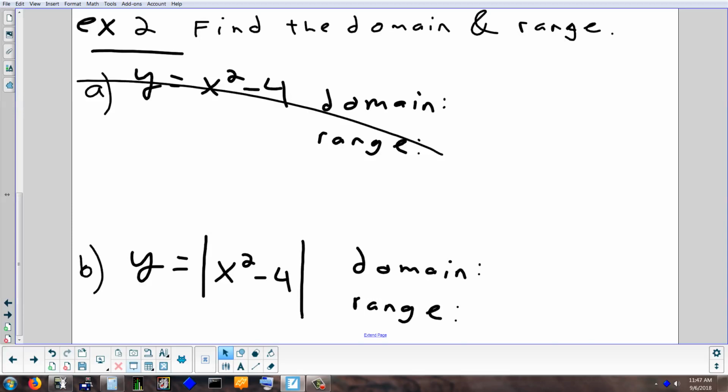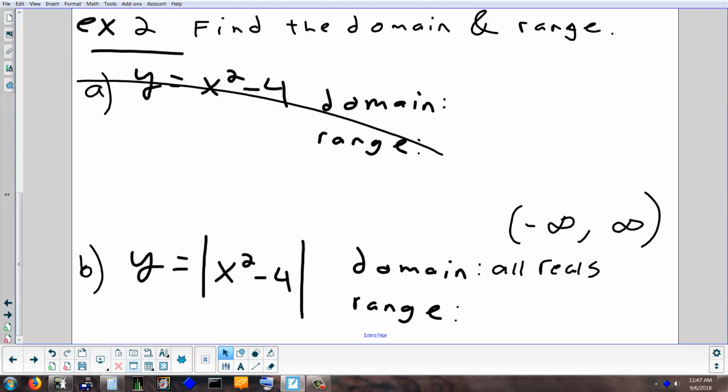You can take any number you want and square it. You can square a positive number. You can square negative numbers. You can square zero, fractions, and decimals. You can take any number you want and square it. So domain, all reals. Or the other way to write it, you can take any number from negative infinity up to positive infinity, not including infinity because you can never get to infinity.